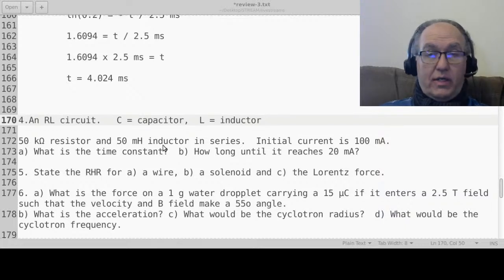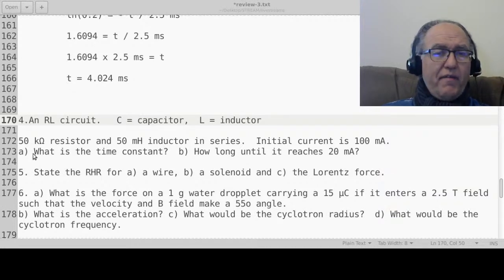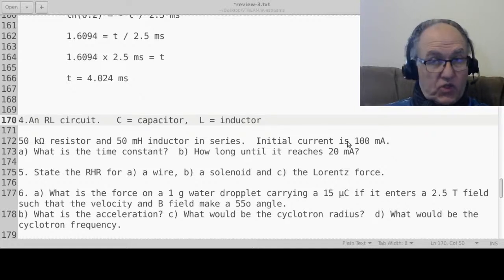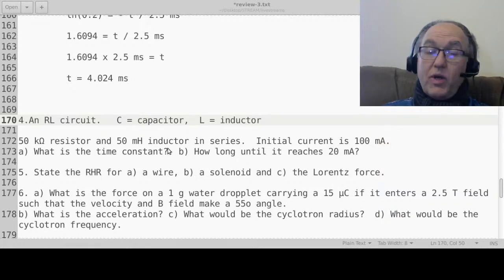Now we have a 50 kilo ohm resistor, same as above, and a 50 microhenry inductor in series. Okay, the units for inductance are henries, and typical inductors are in the millihenry range. So a 50 kilo ohm resistor and a 50 millihenry inductor. I'm going to start it off with an initial current of 100 milliamps. What is the time constant, and how long does it take for the current to drop to 20 milliamps?